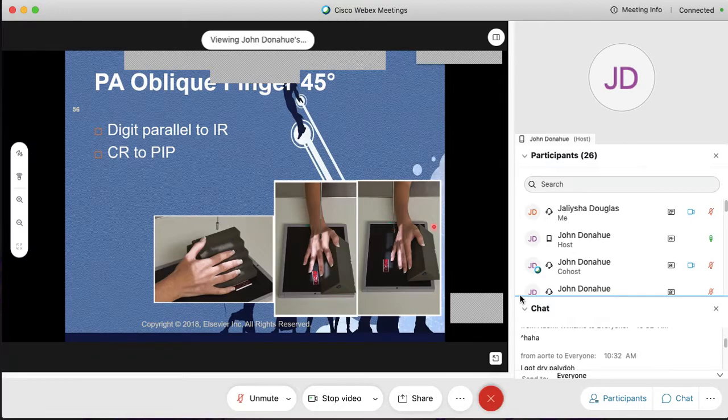So use the OK method, guys. It works like a charm. I'm telling you, it's the easiest way to get those oblique hands or oblique fingers.